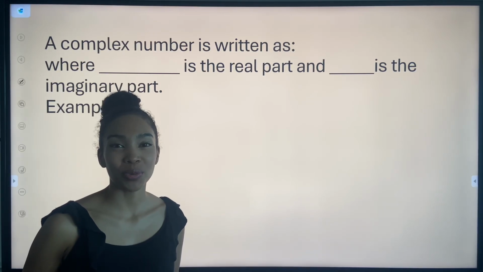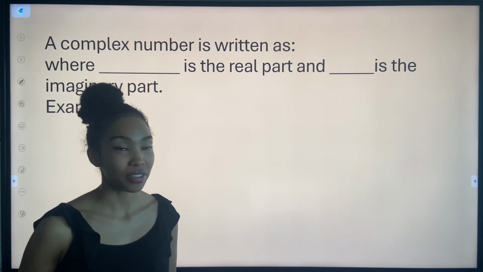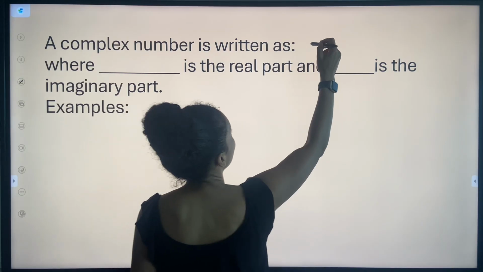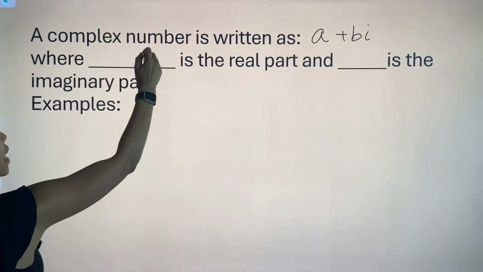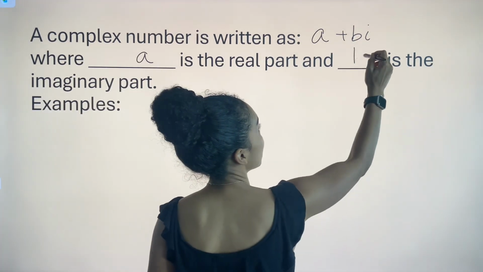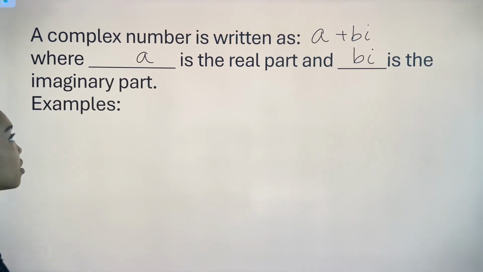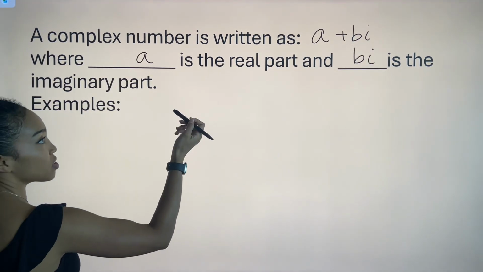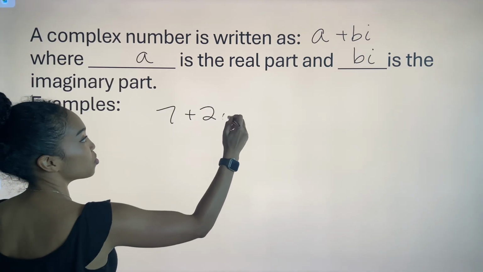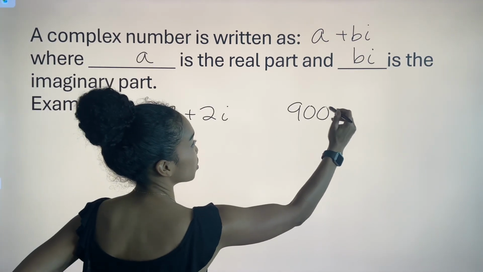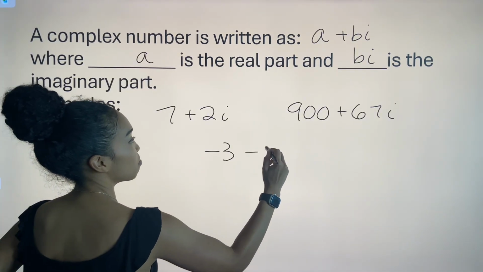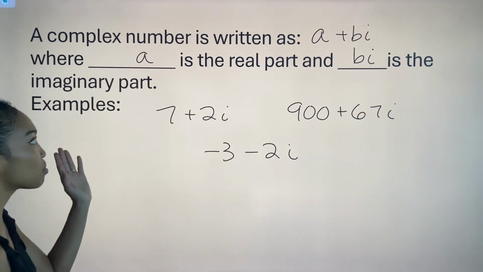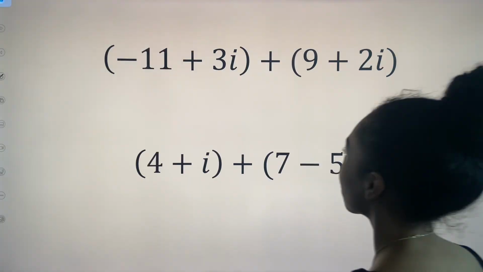Today we're going to be doing operations with complex numbers. A complex number is written as a plus bi, where a is the real part and bi is the imaginary part. So here are some examples of complex numbers: 7 plus 2i, 900 plus 67i, negative 3 minus 2i. These are examples of complex numbers.